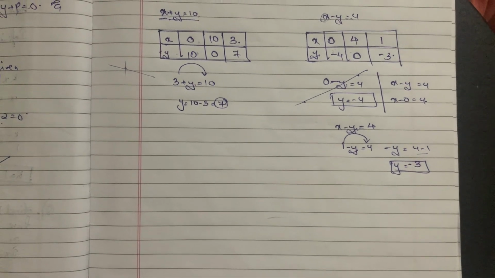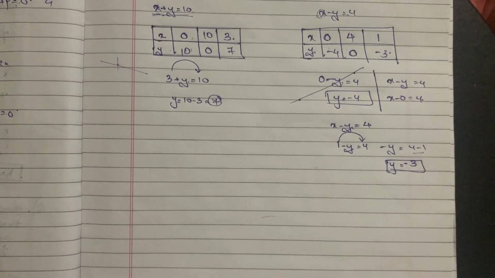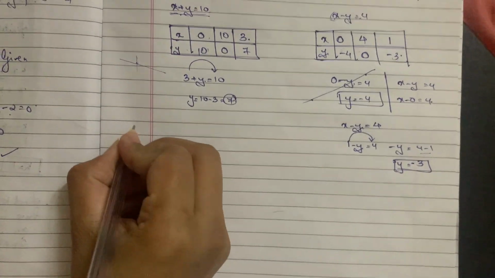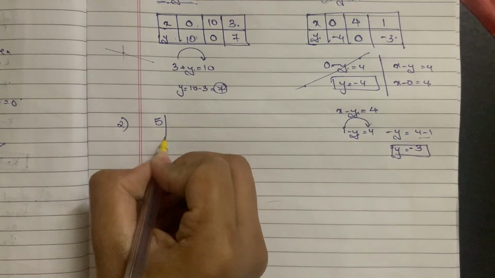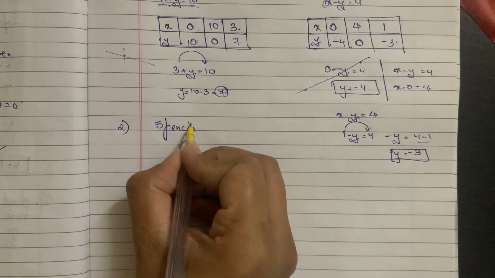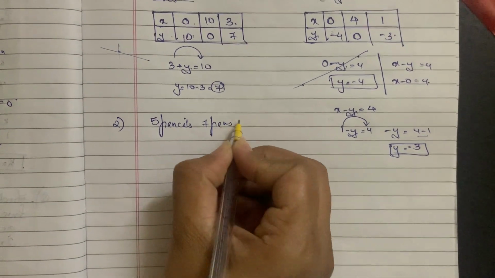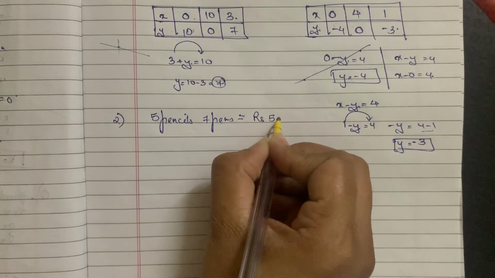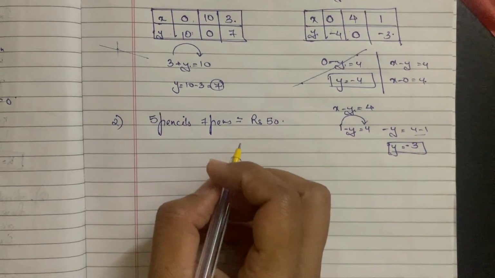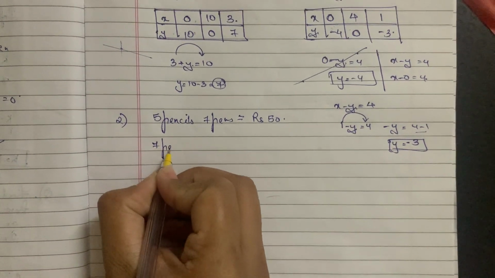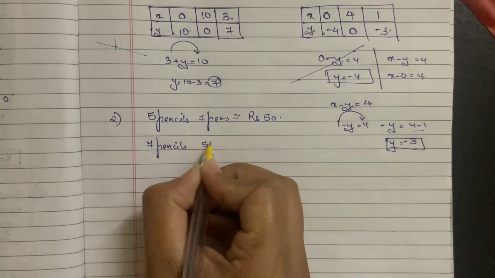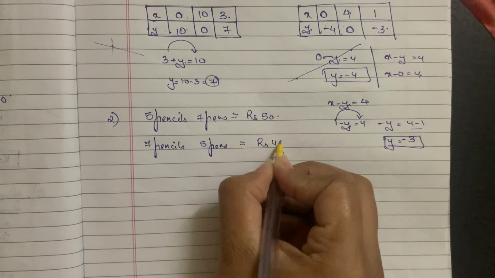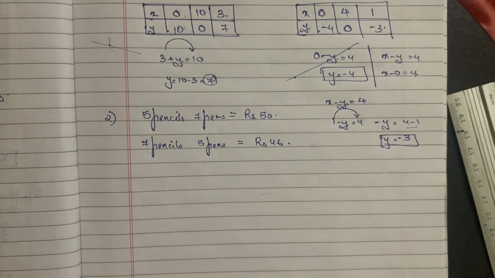Let's take another question that is given in exercise 3.2 itself. The second one says that there are 5 pencils and 7 pens that have been bought together, and that cost rupees 50. Then it says there are 7 pencils and 5 pens that have been bought, together costing rupees 46. Now as I said, this is a linear line.